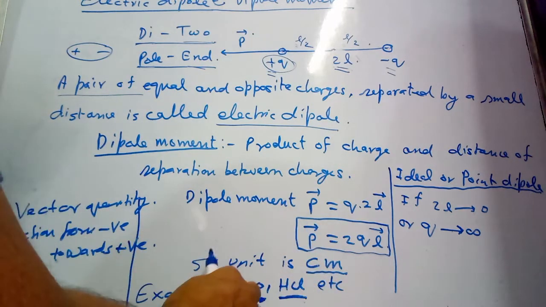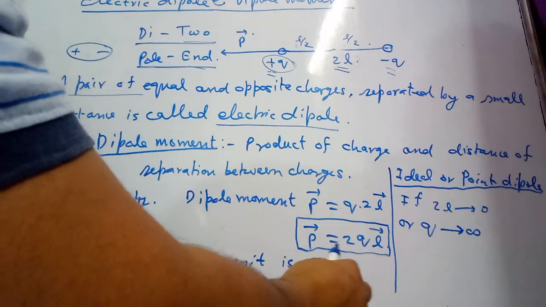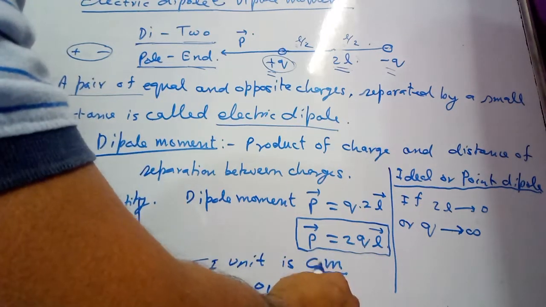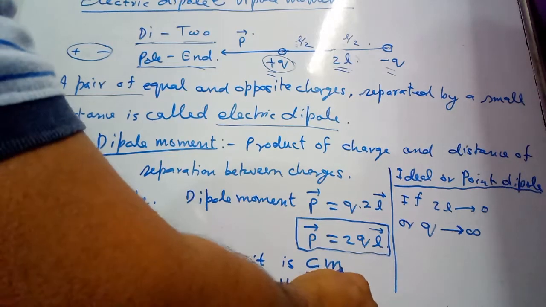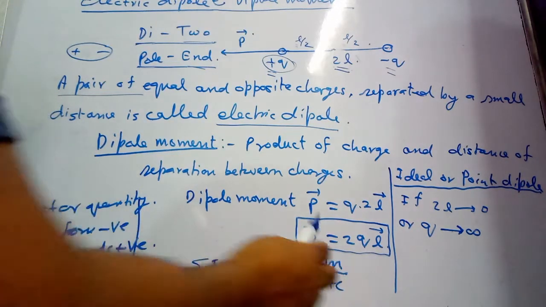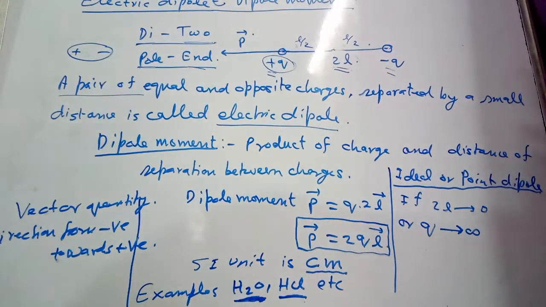From this formula you can see the SI unit of the dipole moment. The unit of charge is coulomb and the unit of length is meter. So coulomb meter is the SI unit of dipole moment. Now what type of quantity is this dipole moment? Dipole moment is a vector quantity.